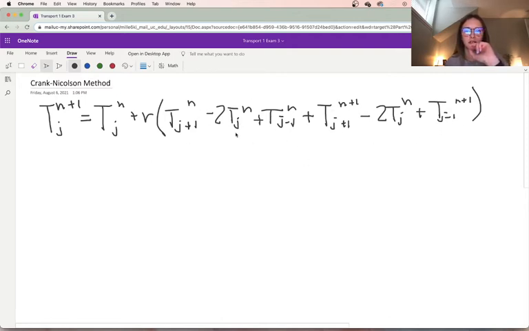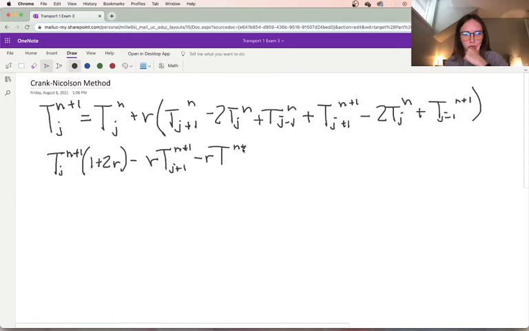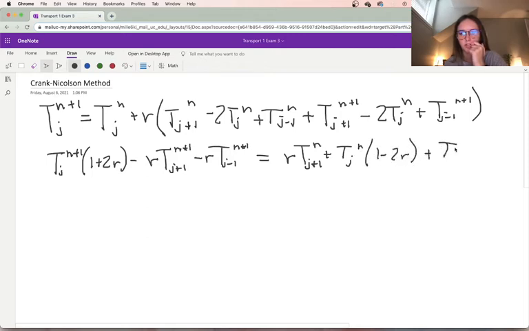And so now what we can do with this is we can put all the earlier times on one side and all the later times on the other, so we can end up with T_j^{n+1}. So we can put all the ones that have n plus 1 on this side. That'll be multiplied by 1 plus 2r, and then minus r T_{j+1}^{n+1}, minus r T_{j-1}^{n+1}. And this will be equal to r T_{j+1}^n plus T_j^n times 1 minus 2r plus T_{j-1}^n.